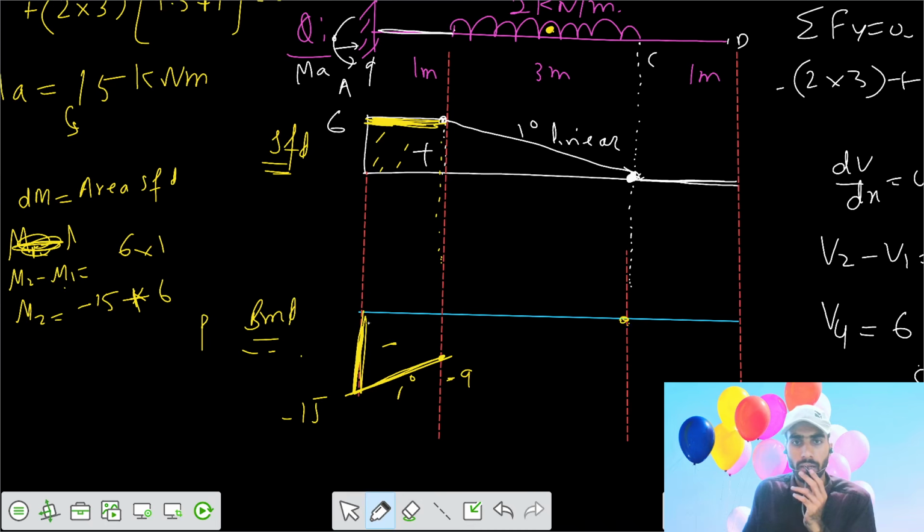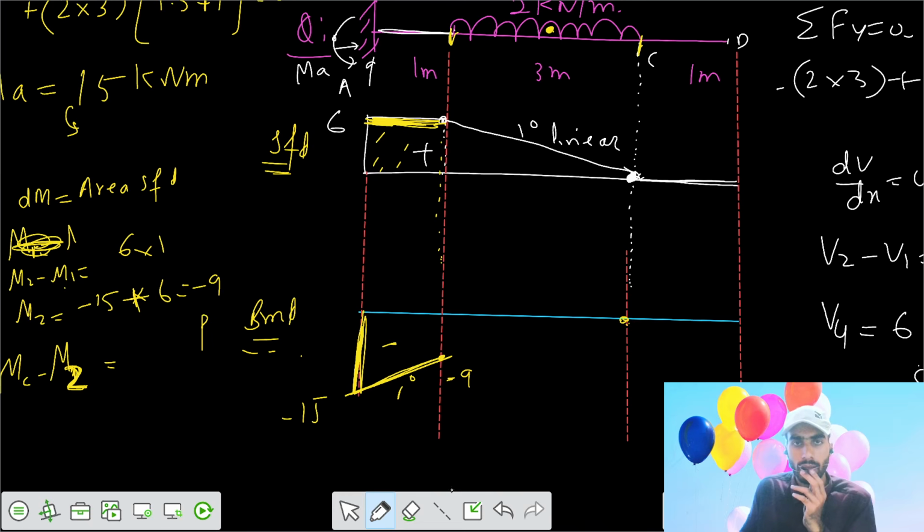After that, from the area of the SFD, we can say what is the bending moment value at point C. We can write the bending moment at C minus the bending moment at 1, that 1 meaning after 1 meter, which is moment 2. Keep the confusion away. We can write moment 2, and that equals the area of the SFD between these two points.